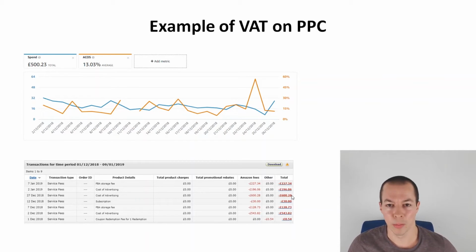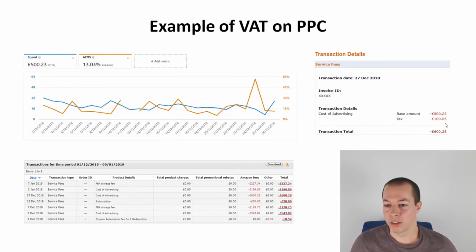I've only spent £500 during that period. And then I clicked on the link, the £628, and you can see there the figures that popped up. The £500 23p there matches exactly my PPC spend between those dates, and then there's £100 of VAT on top. So remember, whatever you bid on Amazon on your PPC, you're going to be paying another 20%, and unless you're VAT registered, you can't claim that back. So keep that in mind when you're budgeting and doing your marketing campaigns and working out your profit margins.